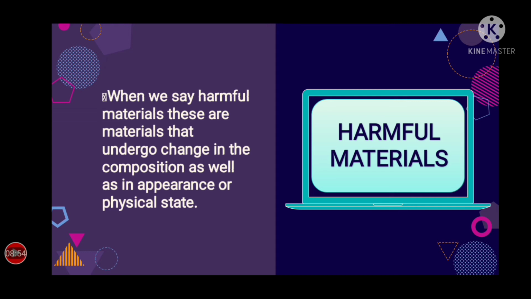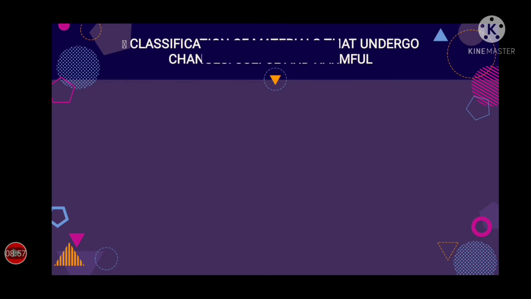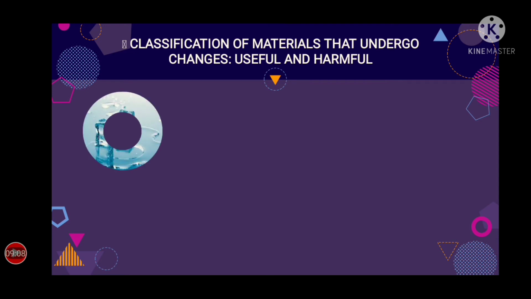So, here are also some classification or examples of materials that undergo changes, either useful or harmful. So, our first example is the useful materials. We have here melting of ice. When we say melting of ice, tubig siya na naging ice, and then ice na naging tubig. So, there is no change in the substance, though the physical formation changes, but the substance of the water doesn't change.